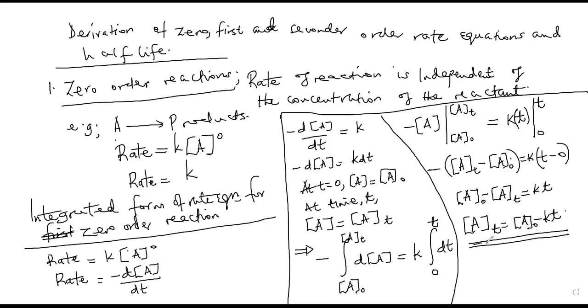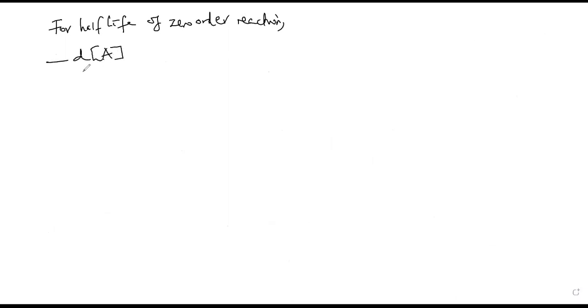Now let's look at half-life. For the half-life of a zero order reaction, it should be noted that still from negative dA over dt equals k, we are still in this. We had said that negative dA is equal to k dt. These are repeating steps of what we have looked at.